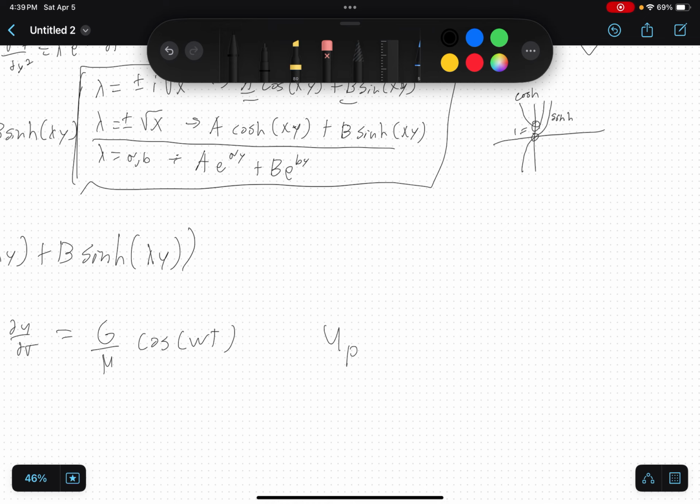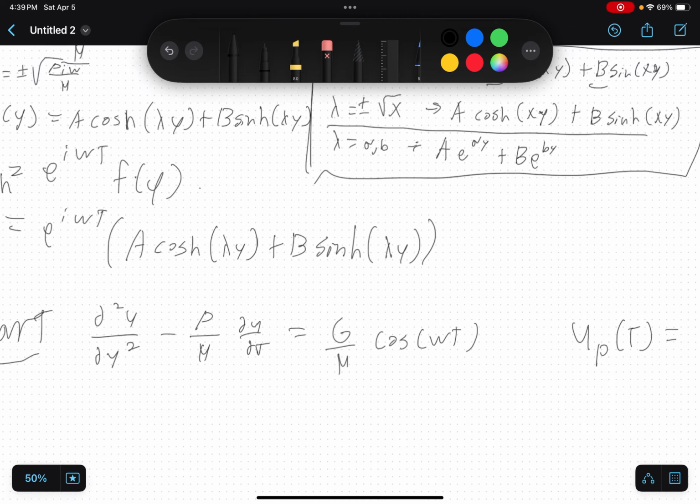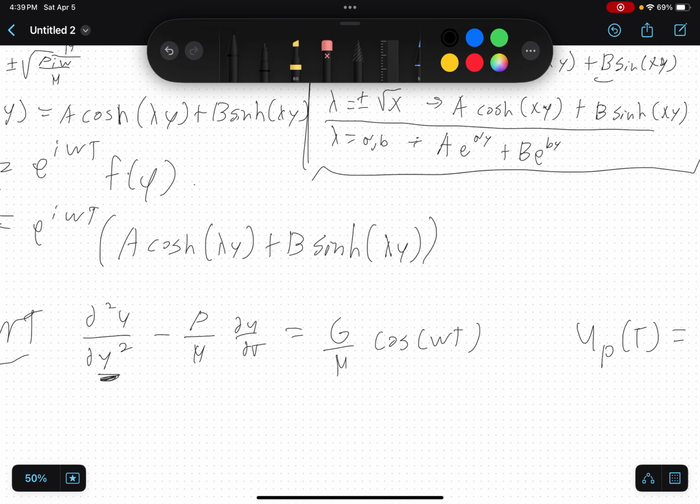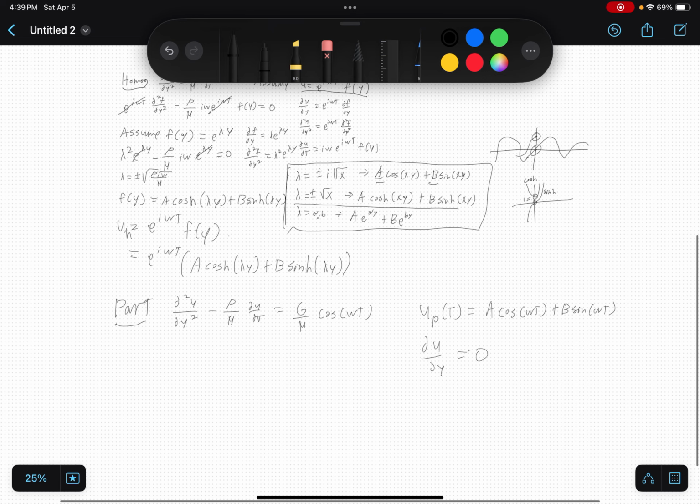So let's assume u particular of t equals, here it gets clever, a cosine wt plus b sine wt. Now, you're probably asking, well, there should be a term that is a function of y in there also, but no, we don't need it because this right-hand side is only a function of t. So we can rewrite it like this. And that means du dy equals 0, and d squared u dy squared equals 0.